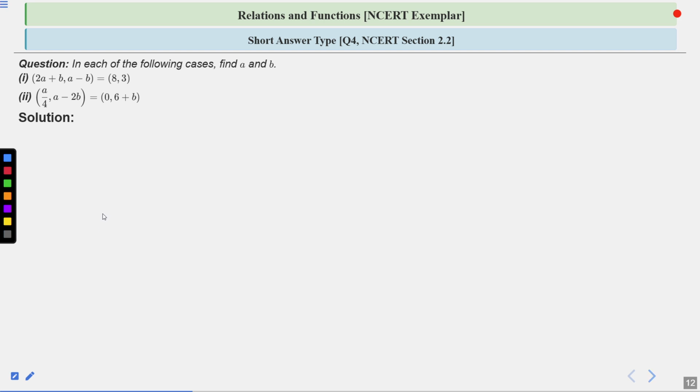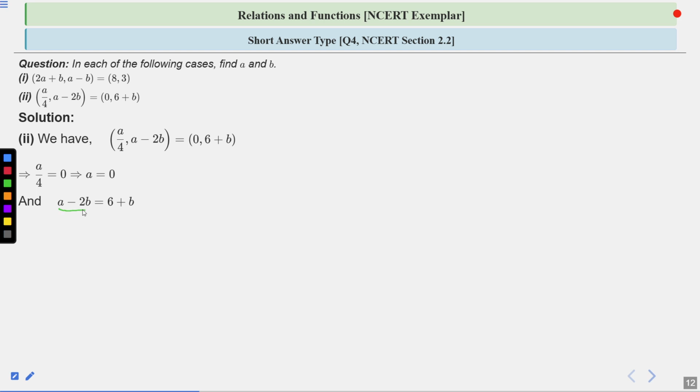Now for the second part, we are given the ordered pairs (A/4, A minus 2B) equals (0, 6 plus B). Now, what we are having is simply that the first position must be the same as the corresponding first position. So A by 4 is equal to 0, which gives me A must be 0.